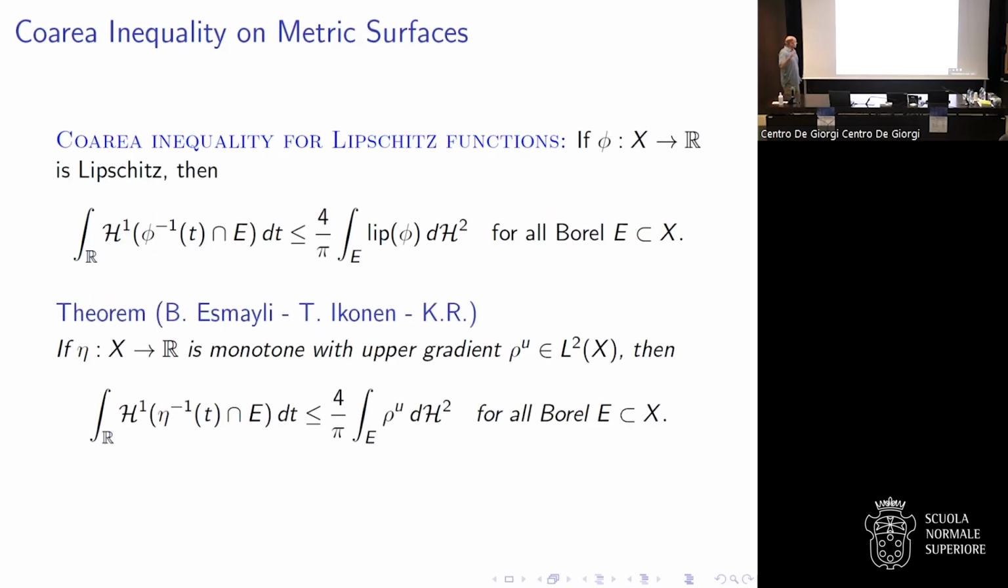We recently, with Perelman, Smiley, and Toni Ikonen, generalized this to Sobolev functions with upper gradients in L2, and L^p more generally. We prove that if you have a function, again, which is monotone and has upper gradient in L2, actually we have an L^p version too, the same conclusion holds, but now instead of the Lipschitz constant, we have the upper gradient integrated, which we need to find these parameterizations and study their properties.